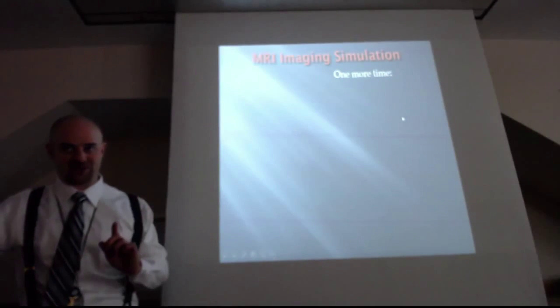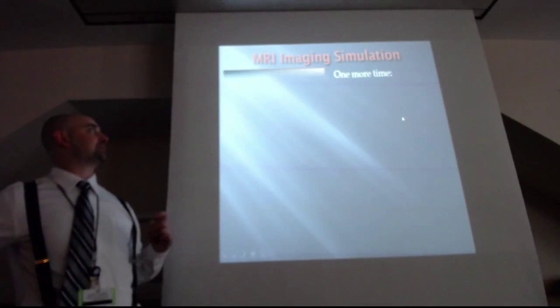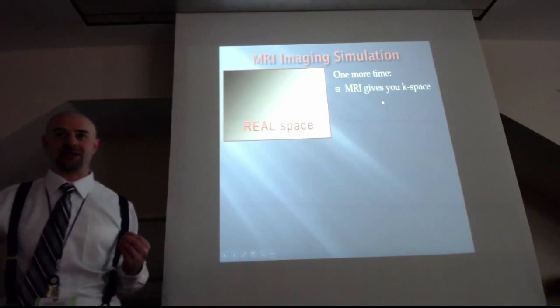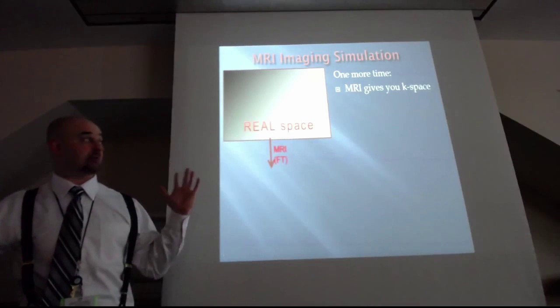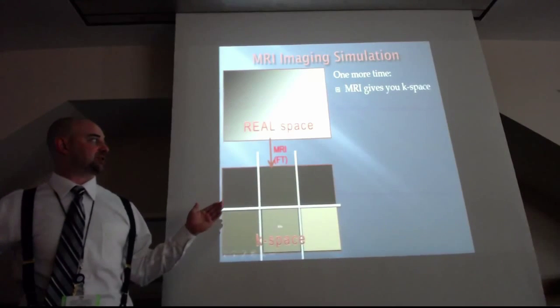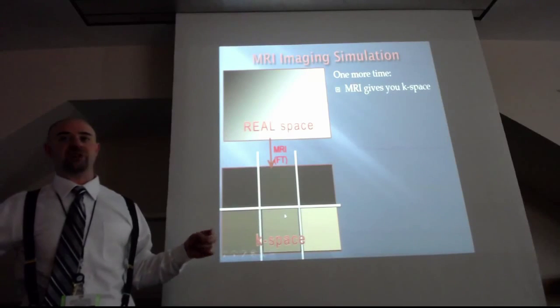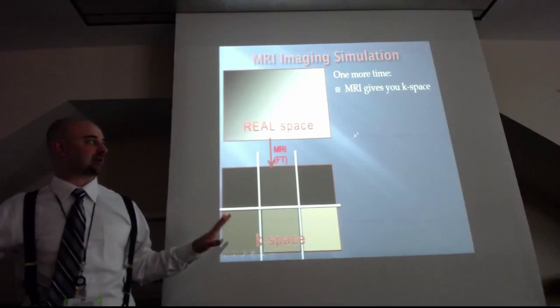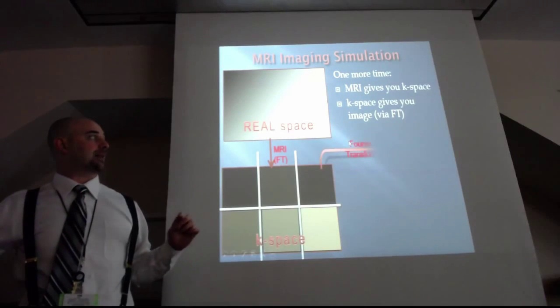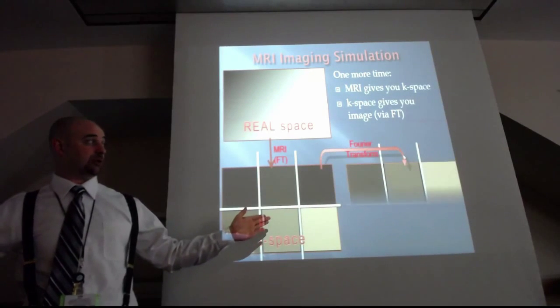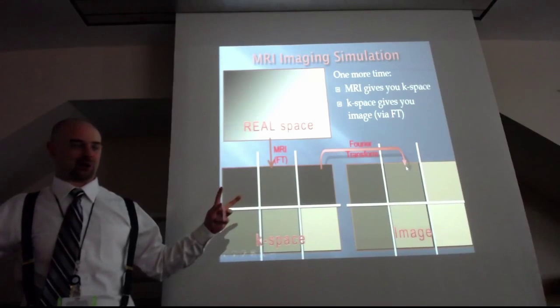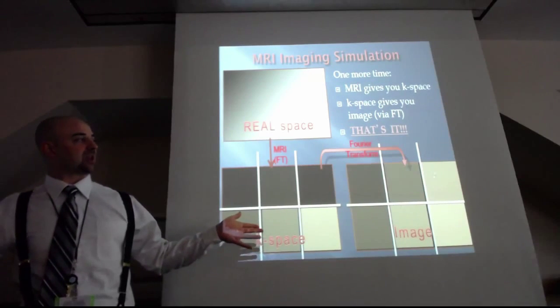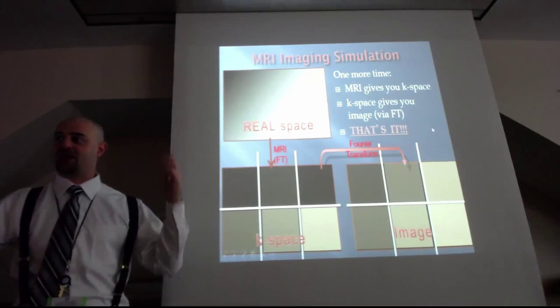So one more time, bird's eye overview. We have a real space image that is a varying amount of proton densities. We do the MRI, which gives us a real-world version of Fourier transforming into k-space of one form or another. And then the k-space, when you mathematically Fourier transform that, here algebraically, you then get an image, and that's it.